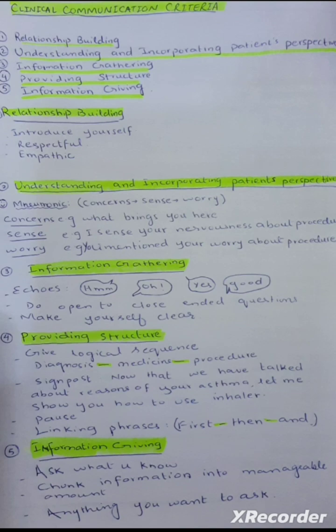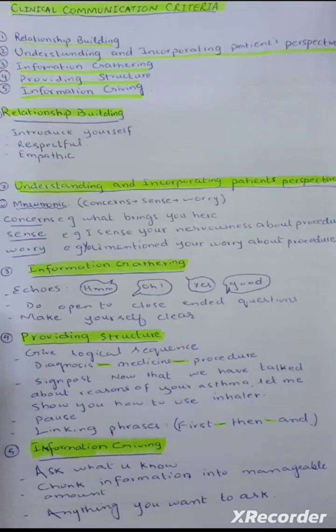Then start signposting. For example, you can say, now that we have talked about the reasons for your asthma, let me show you how to use the inhaler. Or also deliberately pause after certain information, in order for the patient to absorb your advice or your concerns. And then use certain linking phrases. For example, you might say, first, we have talked about the diagnosis. Now I'm going to the medication part, and then explain the procedures. Use these linking phrases, for example, first, then, and so on.